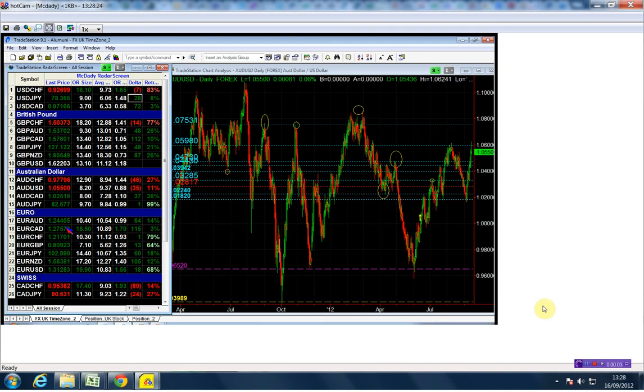Take a look at this radar screen, and I want you to see something here. Look at the CAD pairs. And then look at the Aussie pairs. Look at the CAD pairs. The dollar CAD is up 72 pips, even though it is down against the euro, and the dollar is down against the pound, but it has made a 72 pip move to the upside.